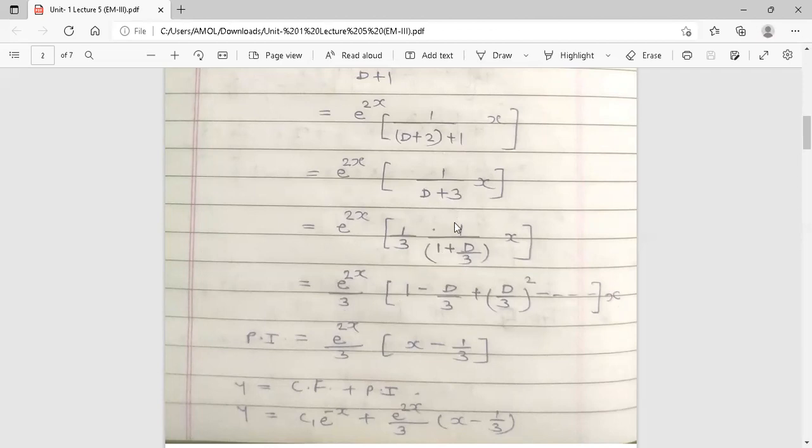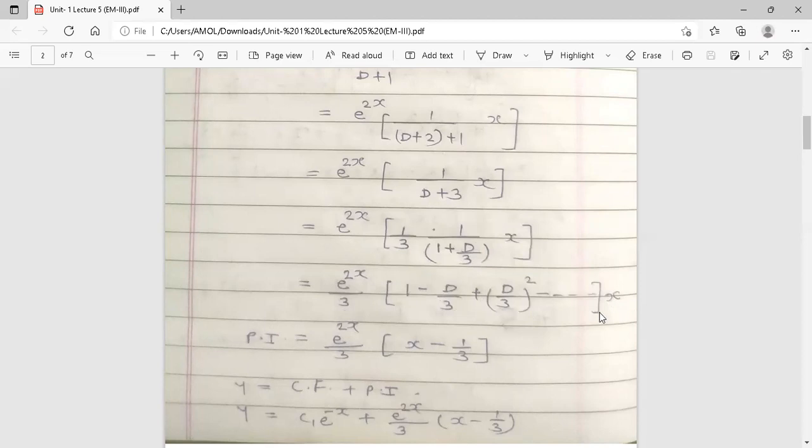Now the term is 1 upon 1 plus d by 3. So use here the series 1 upon 1 plus x. The 1 upon 1 plus x series is 1 minus x plus x square minus x cube and so on. So in place of x you place the value d by 3, and you will get the series 1 minus d by 3 plus d by 3 whole square minus d by 3 whole cube and so on, into the function x as it is.